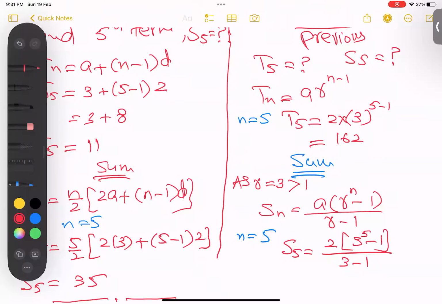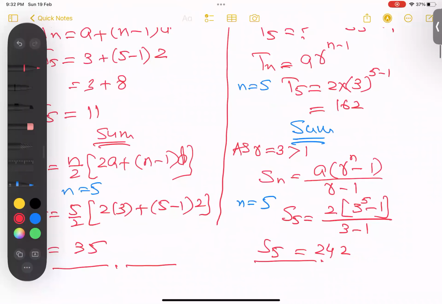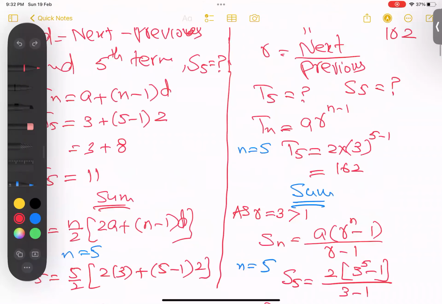Wait a minute, please. 2 times, bracket open, 3 to power 5, and minus 1, close bracket. Go down, I divide by 2. And the answer I am getting, my student, is 242, the sum of the first 5 terms. This is the working by calculator. Now I'm doing it manually for the formula. So have a look.